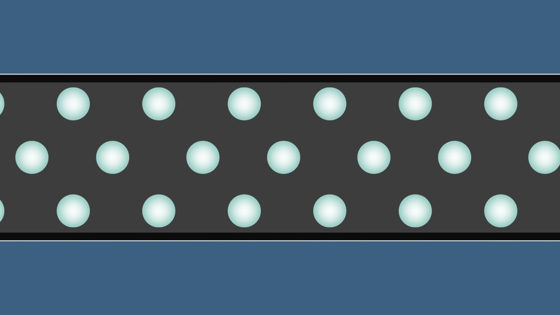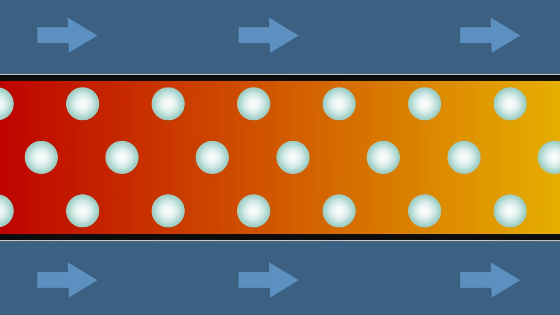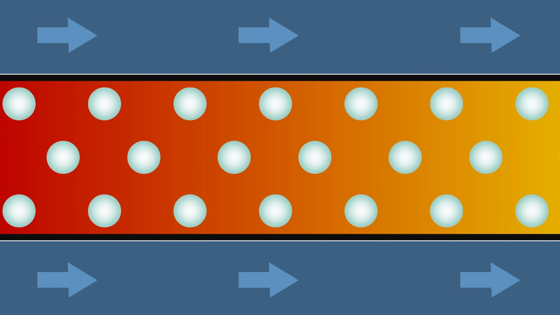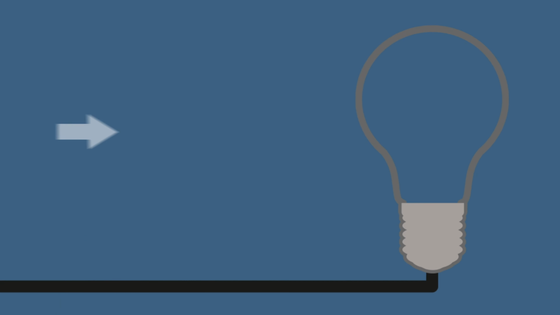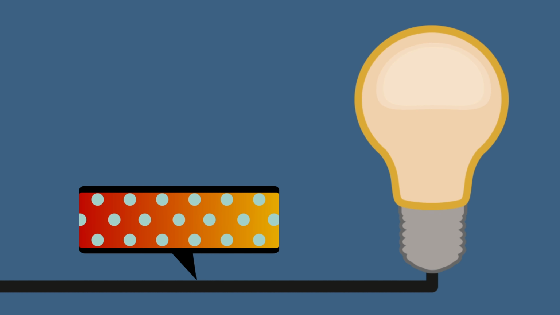Imagine that these marbles are electrons and this tube is the wire. Because the wire is metal, it's filled with free electrons. That's why metals are good conductors. When we flick the switch, almost instantly the electrons are all pushed forwards by the electric field, even the ones far away from the switch. The electron at the light bulb is pushed, so it moves to the light bulb instantly and it powers it.